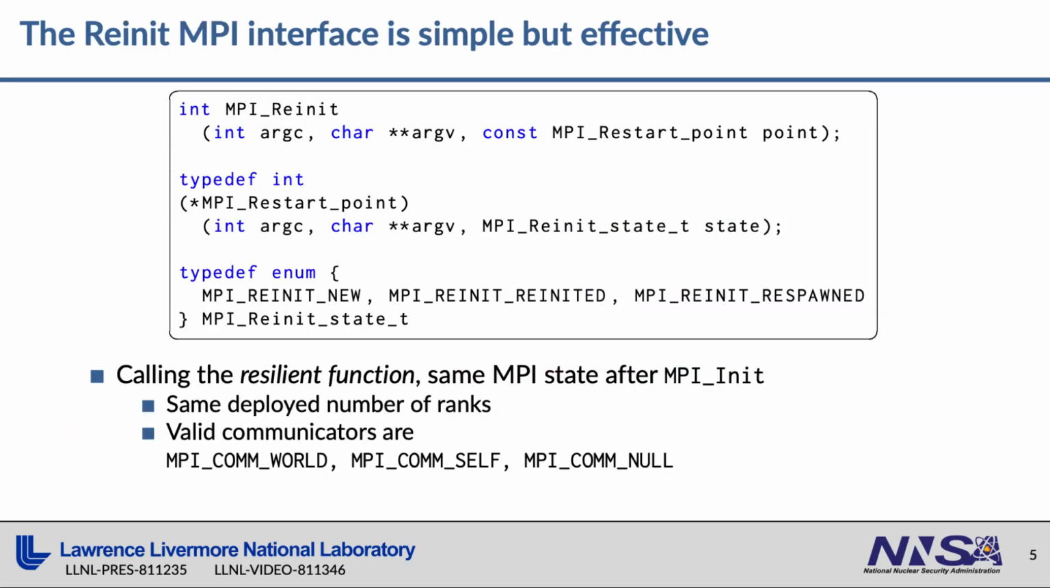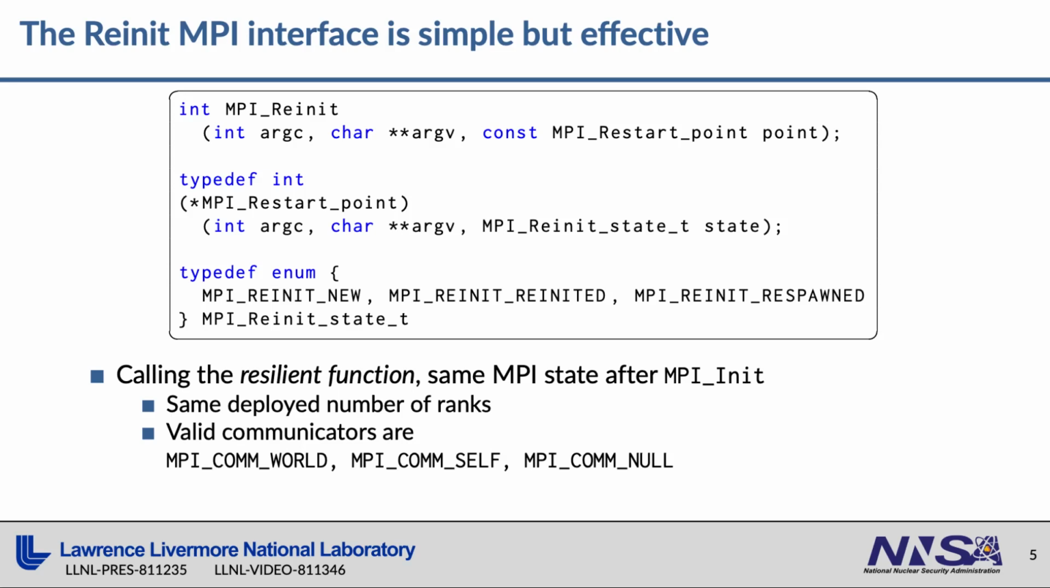To talk more about the Reinit MPI interface, it has a single MPI function call, MPI Reinit, which mirrors the arguments of MPI init. So it has an argc and an argv parameter, and an extra argument, which is a function pointer to a resilient function. This resilient function is going to be called whenever there is a process failure or a node failure in the system. The resilient function takes as arguments the argc and argv parameters, and also takes an extra argument, which is the MPI state of the calling process.